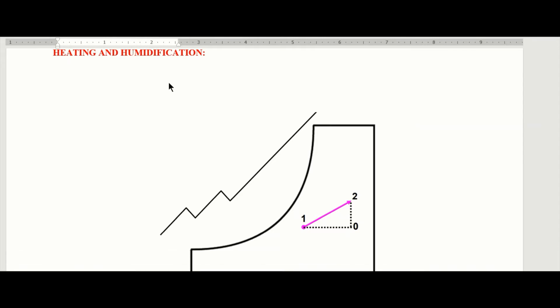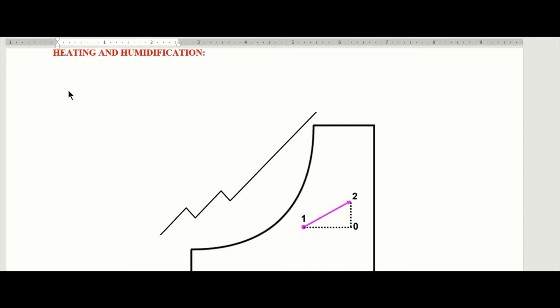So the heating and humidification process is represented on the psychrometric chart by an angular line that starts from the given value of the dry bulb temperature and extends upwards towards the right. So this is a sketch of the heating and humidification process. Now we have some formulas for this process.